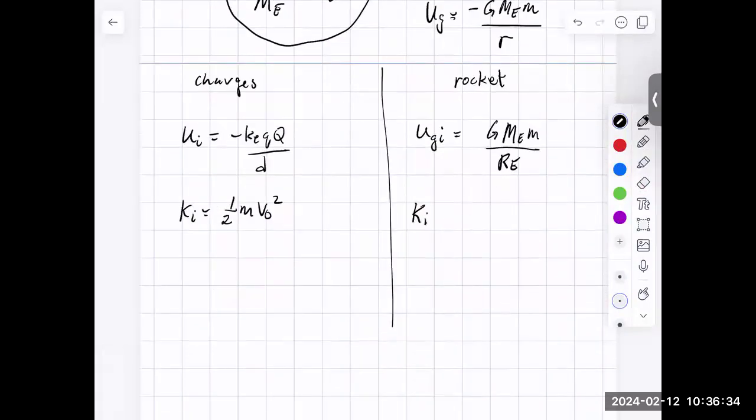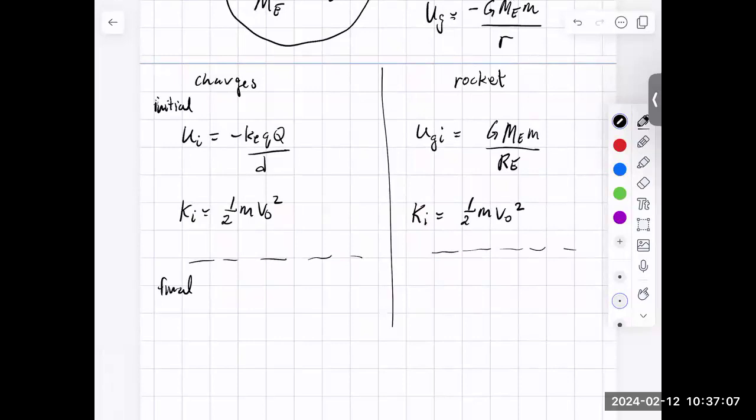For our rocket, the Earth is very massive compared to the rocket, so it's barely moving. So we'll neglect any kinetic energy of the Earth, and we'll have only the rocket's kinetic energy, which is going to be 1/2 m v naught squared. So those two are exactly the same. That's the initial situation, and so we'll go initial here, and then we'll do final here.